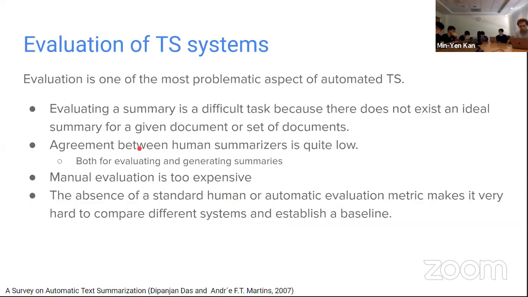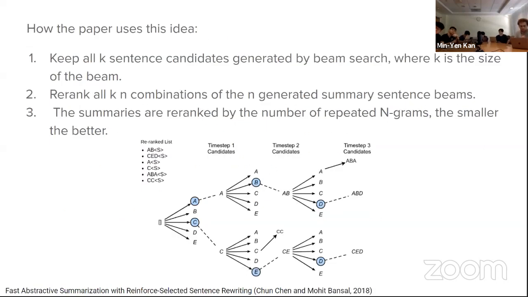Wait, what about stop words and stuff? I think those are thrown away by the Rouge metric.